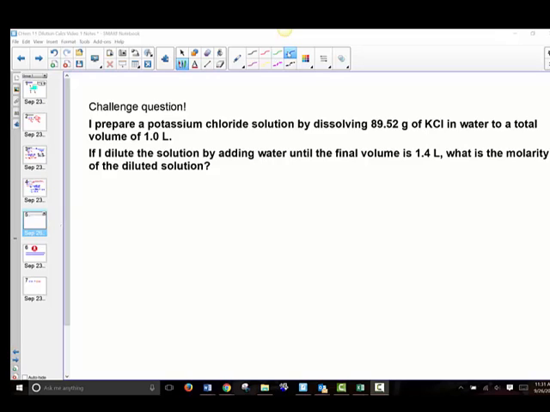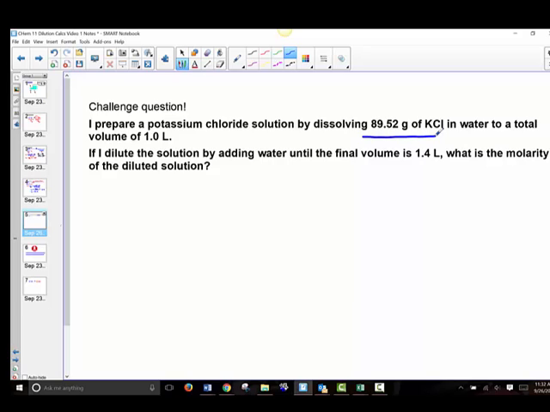Okay, here we have a bit of a trickier question. So far you've been doing dilution calculations, you've been doing them all right, and then we come across this question. It doesn't even give us the original concentration of our solution. Instead, it tells us that we made up a solution using 89.52 grams of potassium chloride, and then we put that into 1 liter of water so that the final volume was 1 liter.